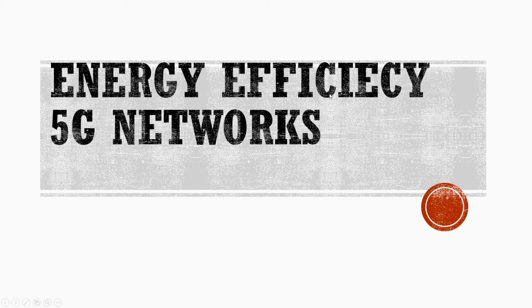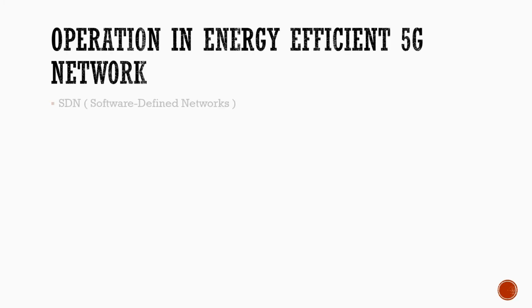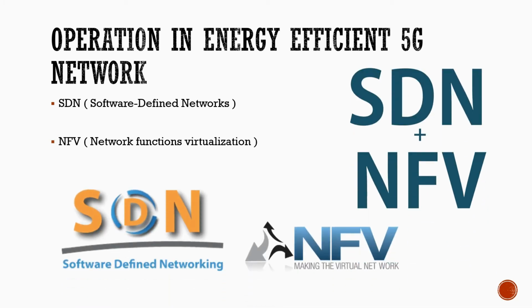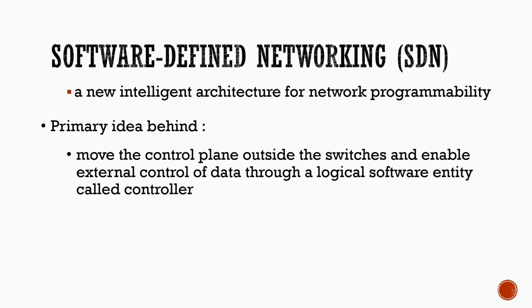I'm Jin Cheng. Now let us talk about the operation on energy-efficient 5G network. First, there are two operations in it, which are SDN and NFV, Software-Defined Network and Network Function Virtualization. Software-Defined Network is a new intelligent architecture for network programmability. The primary idea behind SDN is to move the control plane outside the switches and enable external control of data through a logical software entity called controller.